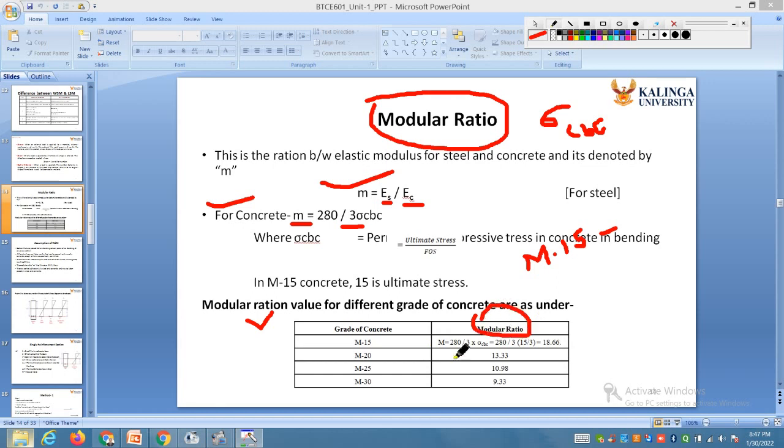Modular ratio is equal to 280 upon 3 sigma CBC. For M15, now you start calculating. For M20, right now you can calculate. M20, it's 280 divided by 3 sigma CBC. So 3 into 7. Sigma CBC value in IS 456 you will get for M20 grade concrete is 7. So you calculate and tell me how much is 280 upon 21.